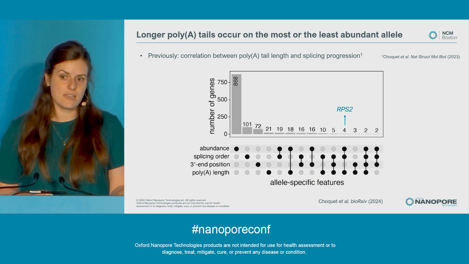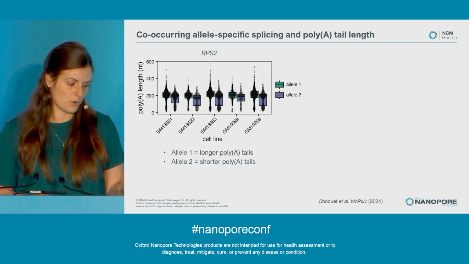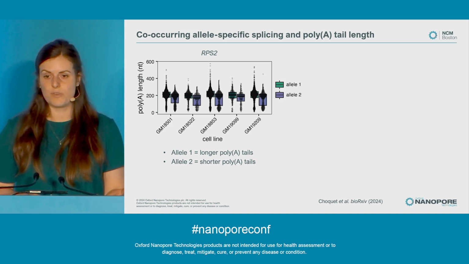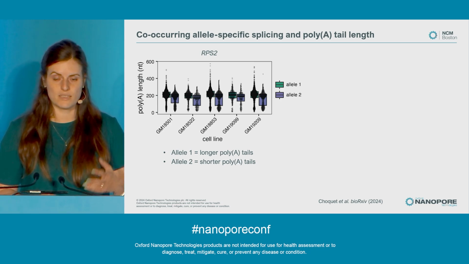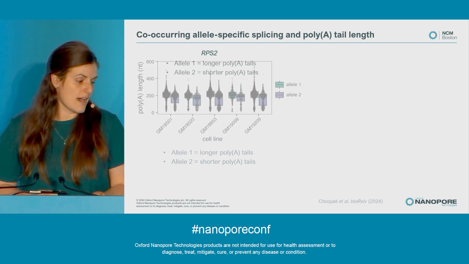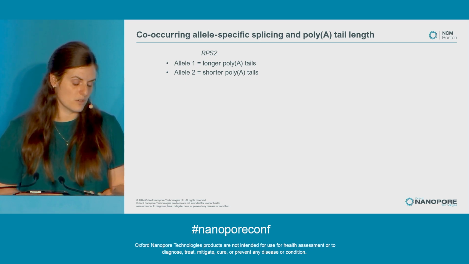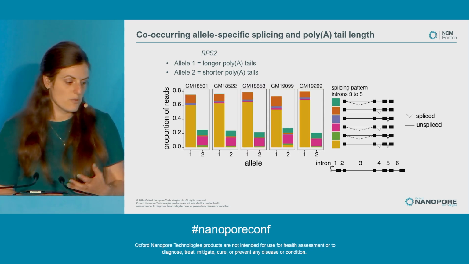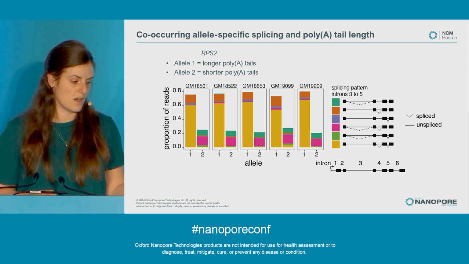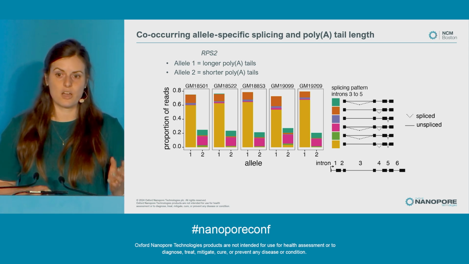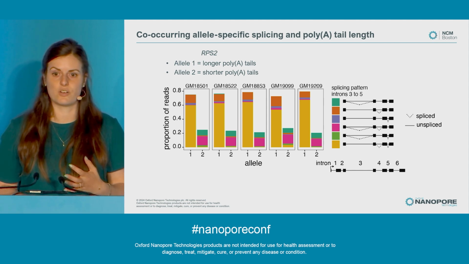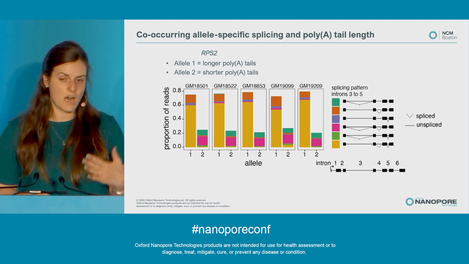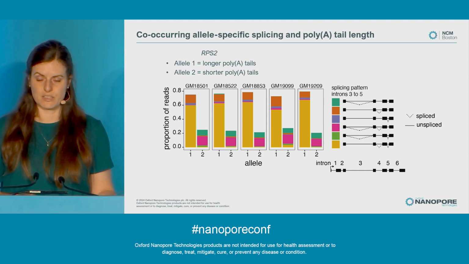So first, RPS2 is the gene that I showed you briefly, where on allele 1, we found longer poly-A tails as well as higher abundance. Now, this gene also showed some really interesting splicing differences between alleles. So on this plot, you see 5 different individuals. And the proportion of reads are colored by the splicing patterns for introns 3 to 5. And so the different colors are different possible nascent RNA isoforms.